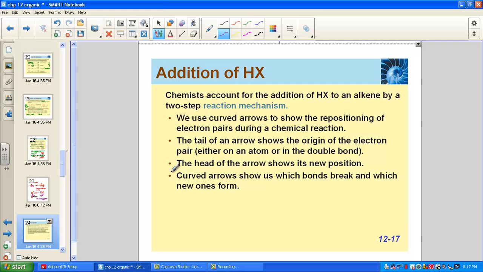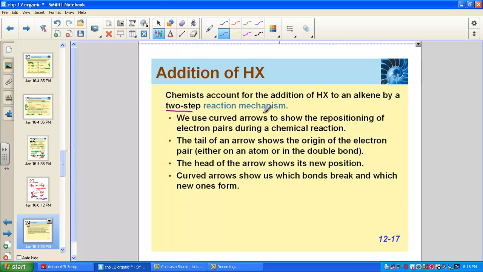Let's consider the mechanism. When we talk about a mechanism, we account for the addition of our hydrogen halide to an alkene by a 2-step reaction mechanism. A reaction mechanism is just a step-by-step description of how the chemical reaction occurs. In this particular step-by-step, there'll be two things involved: a step 1, initial, and a step 2, final change.